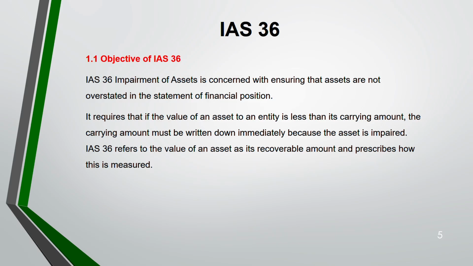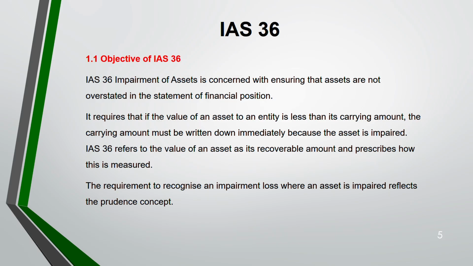So the carrying amount must be written down immediately because the asset is impaired. That means the value of the asset went down. That is known as impairment. So IAS 36 refers to the value of an asset as its recoverable amount, and it prescribes how this is measured.